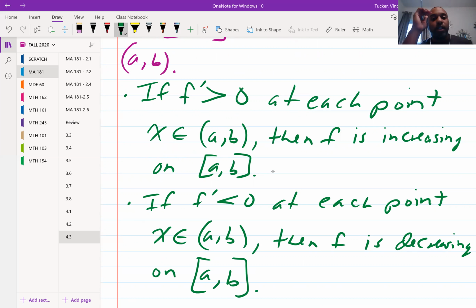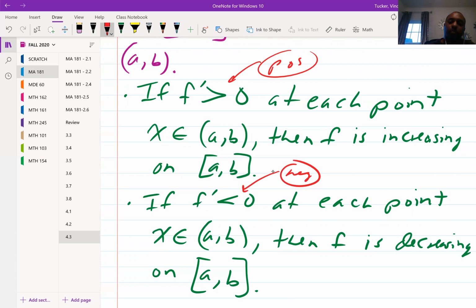All right, so it says if the derivative of f, or f prime, is greater than zero at each point x in the interval (a, b), then f is increasing on the closed interval [a, b]. Now, if f prime is less than zero, that means negative, at each point x in the interval, then f is decreasing on the interval.